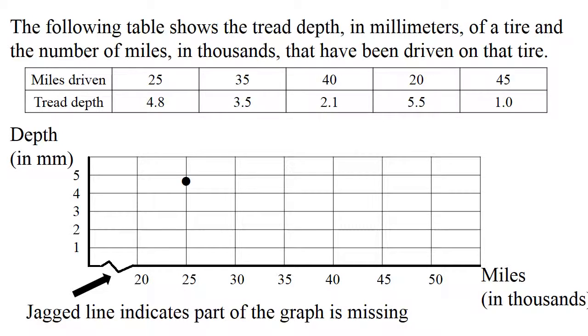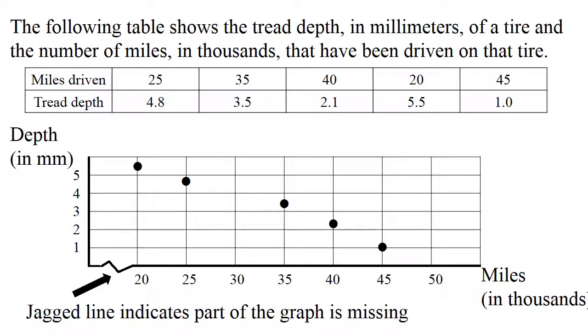(25, 4.8). Again, I'm just kind of estimating. It's a little closer to 5 than it is to 4. (35, 3.5), about halfway in between 3 and 4. (40, 2.1), again lower, closer to 2 than it is to 3. (20, 5.5), about halfway to 6. And then (45, 1.0).